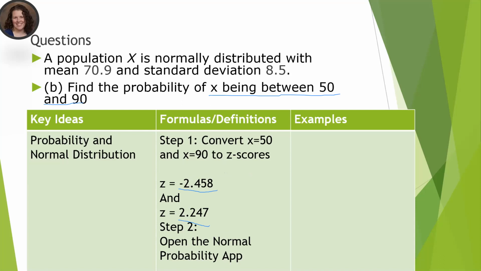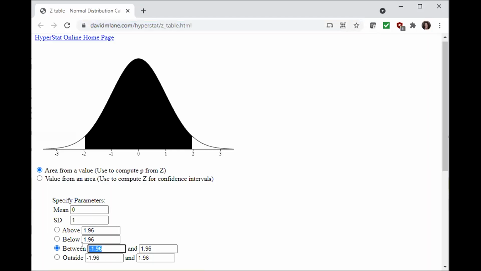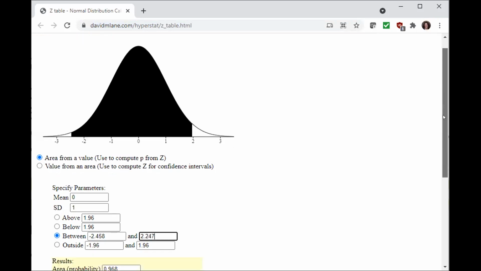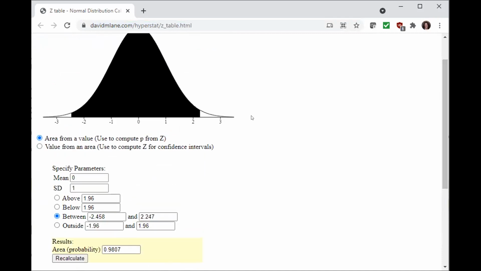If you go to the comments or the description of the video, you can find the app. All right, so here's our app. We need to find between negative 2.458 and 2.247. We want the area between because that's what the problem asked. Once we've clicked the first box and the area between, we're going to click recalculate. What it's telling us is if we have a z-value of negative 2.4 and a z-value of 2.2, the percent of the curve that's shaded is about 98%.